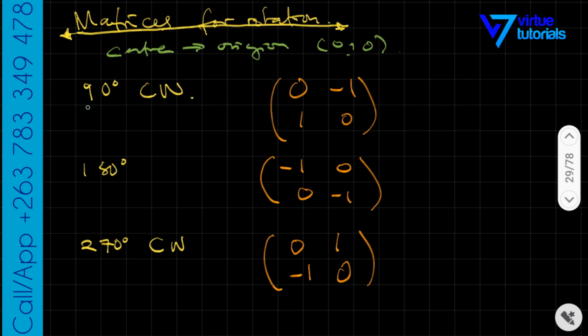So now, for a 90-degree clockwise rotation about the origin, this is the matrix we have: 0, minus 1, 1, 0. So that's the matrix for a 90-degree clockwise rotation about the origin.